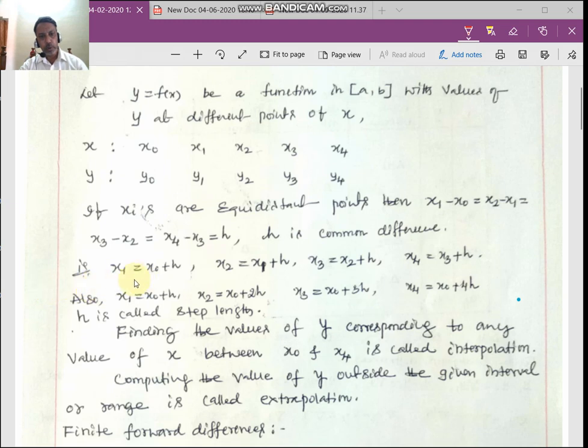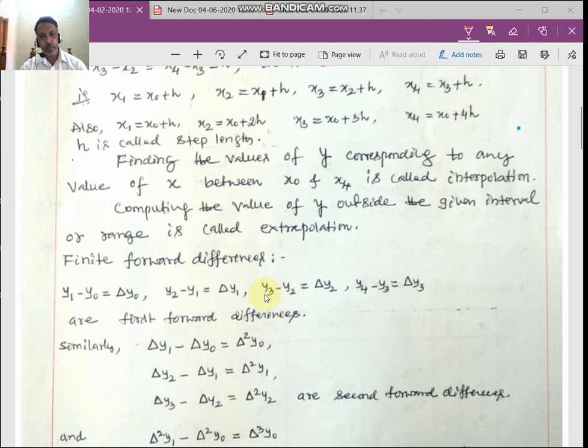And also we can define x1, x2 in terms of x0 and h as x1 is equal to x0 plus h, x2 is equal to x1 plus h, x3 is equal to x2 plus h, and so on. The last value x4 is equal to x0 plus 4h, where h is called the step length. Further, we can find the values of y corresponding to any value of x between x0 and x4. It is called interpolation. And computing the value of y outside the given interval or the range is called extrapolation.